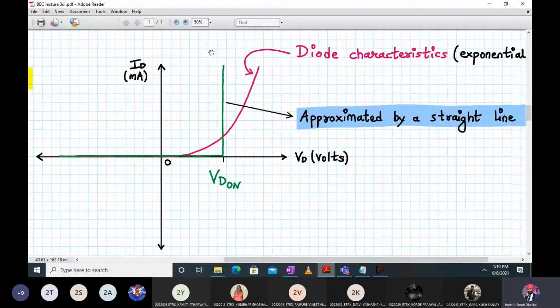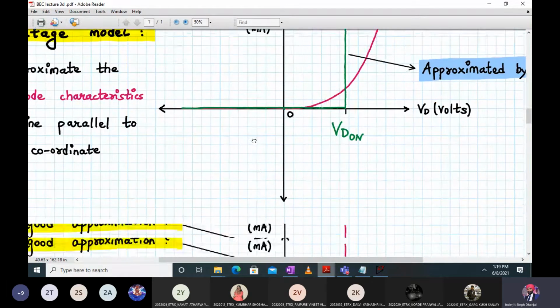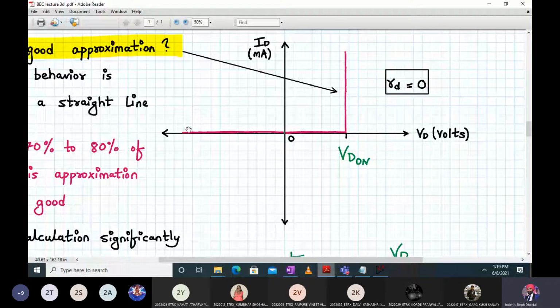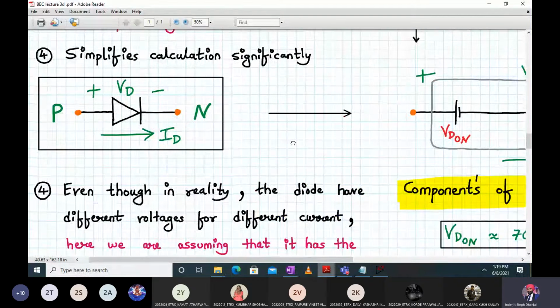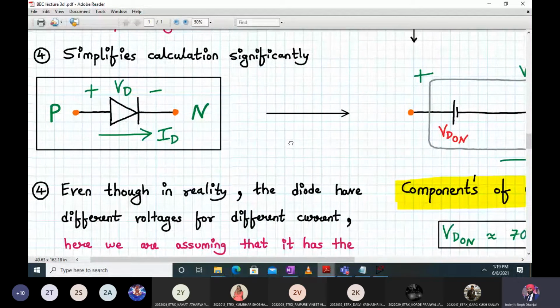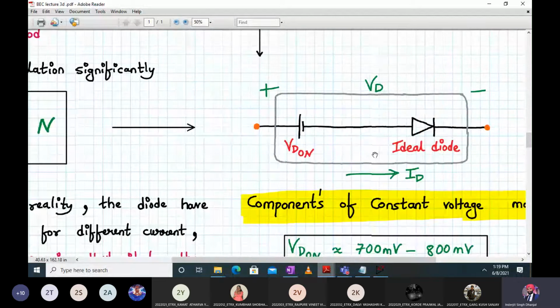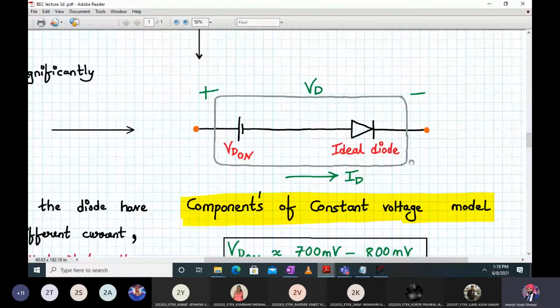This approximation holds more or less true because for a small change in the diode voltage, there is a large change in the diode current. In terms of circuitry, this is how the constant voltage model looks, and these are its components. Whenever we have a diode in a circuit, we replace it by a constant voltage model like this. An ideal diode is replaced by an open circuit if it is reverse biased, and by a closed circuit if it is forward biased.